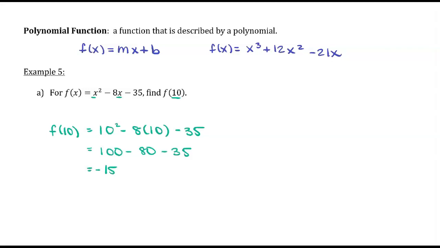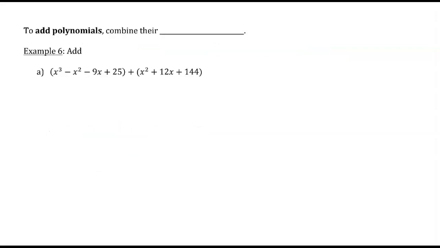Now let's begin adding polynomials. To add polynomials, we simply need to combine their like terms. For example, let's add x cubed minus x squared minus 9x plus 25 to x squared plus 12x plus 144. If we look at the first term in our first polynomial, we have an x cubed. Since there's no x cubed in the other polynomial, we do not have a like term to combine with this one, so we'll simply write x cubed.